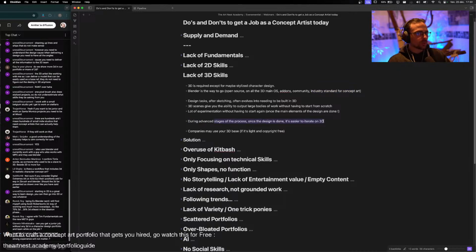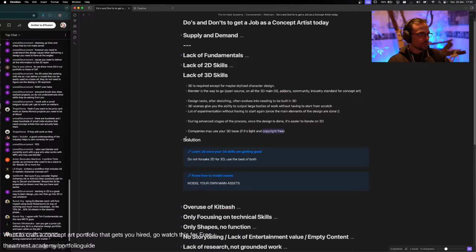So we talked about the fact that it was easier to iterate in 3D, and companies may use your 3D base if it's light, by that I mean optimized, and copyright free, by that I mean with not too much kitbash. So the solution is learn 3D once and only once your 2D skills are getting good. Do not forsake 2D for 3D. Use the best of both. It's not about abandoning 2D for only 3D. It's about utilizing what is allowing you to be the most efficient in 2D and what is allowing you to be the most efficient in 3D, depending on the situation.